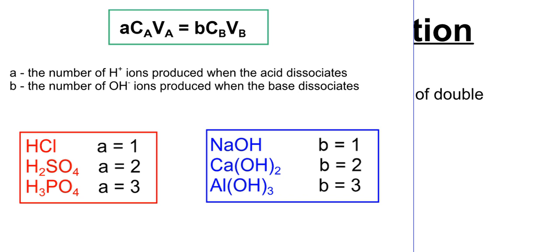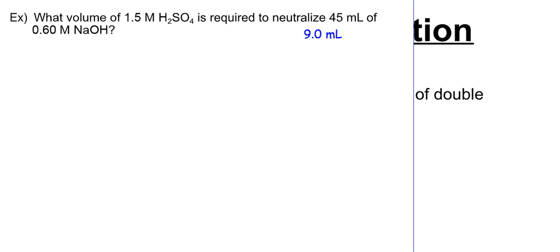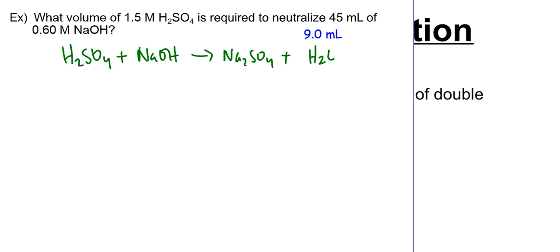So now knowing this new equation, we're going to use it to solve a more complicated neutralization problem. What volume of 1.5 molar H2SO4 is required to neutralize 45 mL of 0.06 molar NaOH? In this case, I have to write out my balanced chemical equation. I gave this to you on the last slide, but I'm just going to rewrite it here. H2SO4 plus NaOH gives me Na2SO4 plus H2O. To balance it out, I need to put a 2 in front of my NaOH and a 2 in front of my H2O.